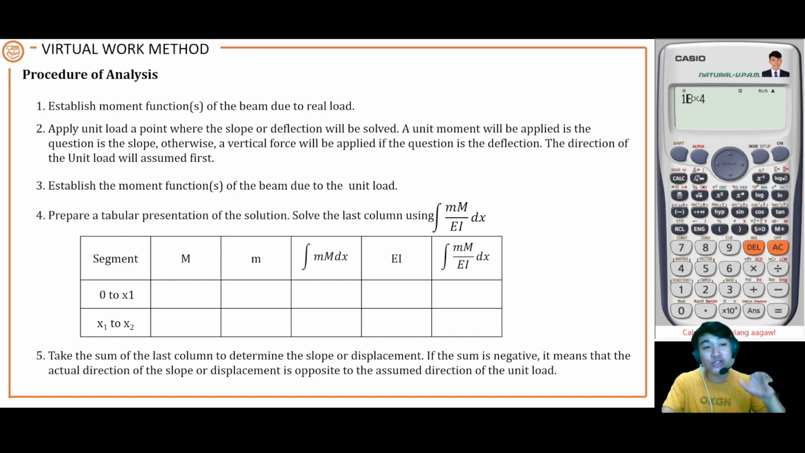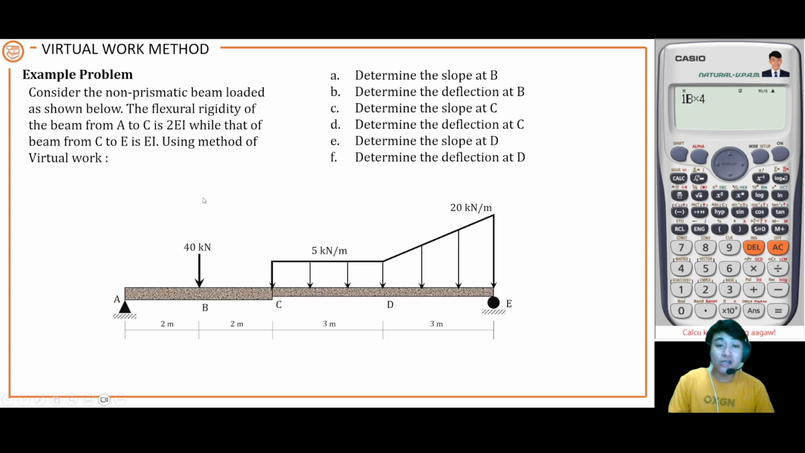Now, to understand these steps, let's solve this problem. This is a non-prismatic beam. We have 2EI for segment AC, and for segment CE, we have only EI. For this beam, we are going to determine the slope at B, the deflection at B, slope at C, deflection at C, slope at D, and deflection at D. Again, AC is 2EI and CE is only EI, meaning AC is stronger than CE.